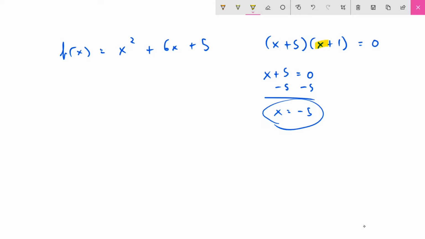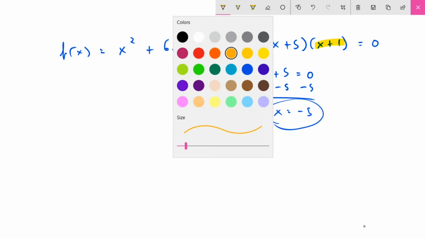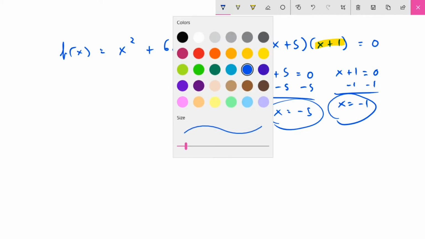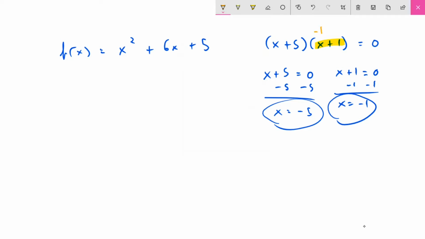We got this one, x plus 1. Let's set this equal to 0 as well. X plus 1 equals 0. Subtract 1 from both sides, and x equals negative 1. This is also a solution because if I plugged in negative 1 for x into this parentheses, negative 1 plus 1 is 0. And once again, that would make this statement true because 0 times anything is 0. Now you can see we do have two solutions here.